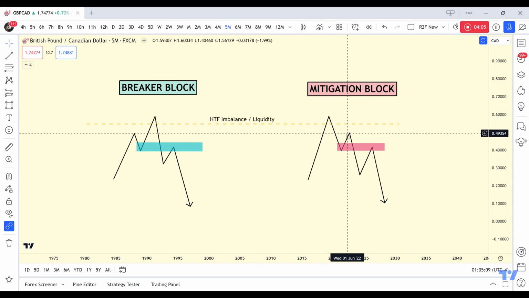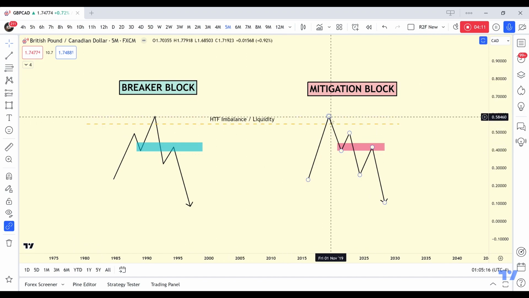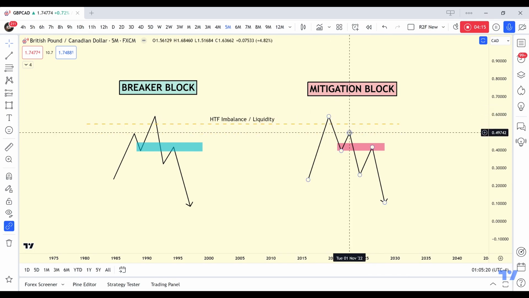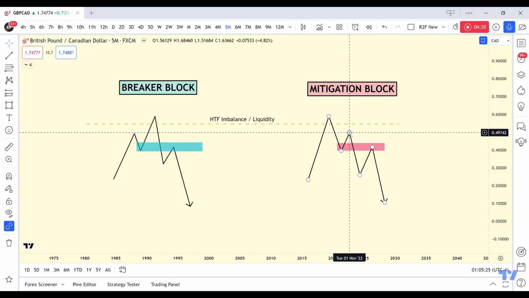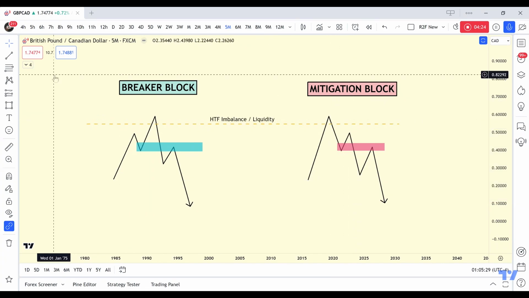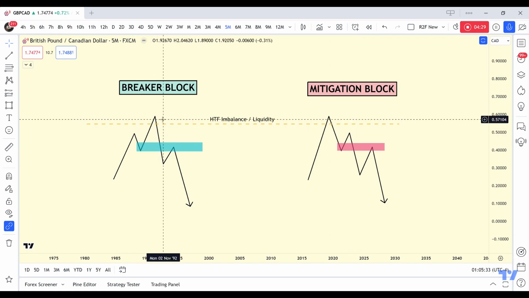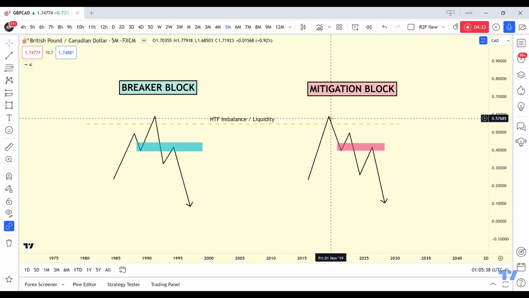In this case, one may look at a correlated asset and see if there's an SMT divergence, meaning another asset. For example, if I was looking at the British pound Canadian dollar on this chart, I might see a mitigation block on the British pound Canadian dollar, but on the Euro Canadian dollar, there's a breaker. One may use this as a confluence to still take a trade on the British pound.